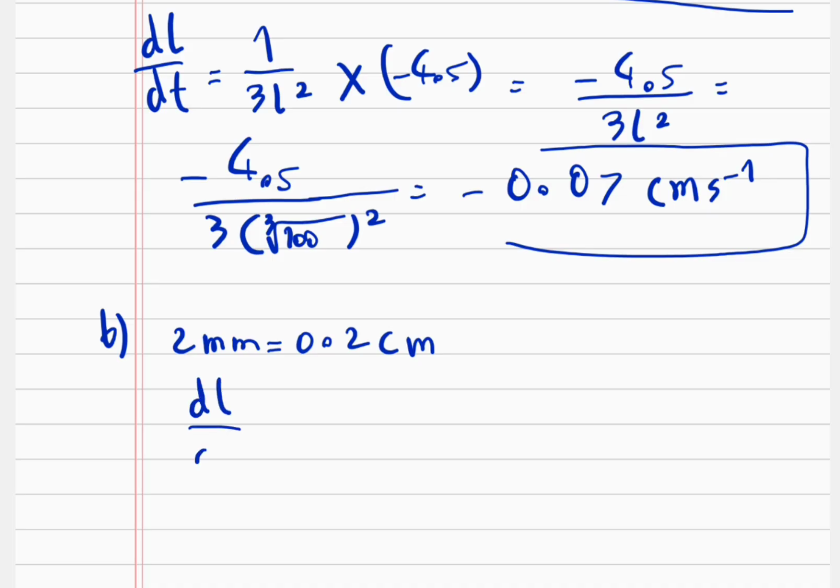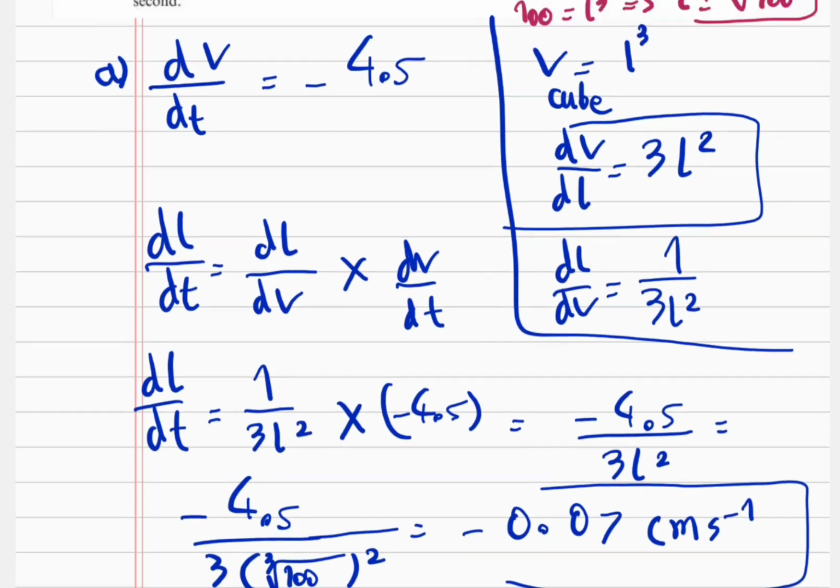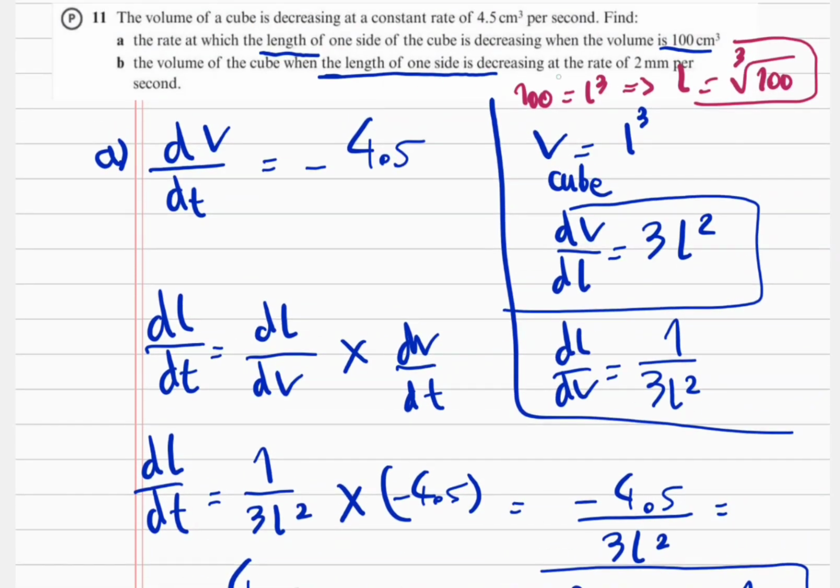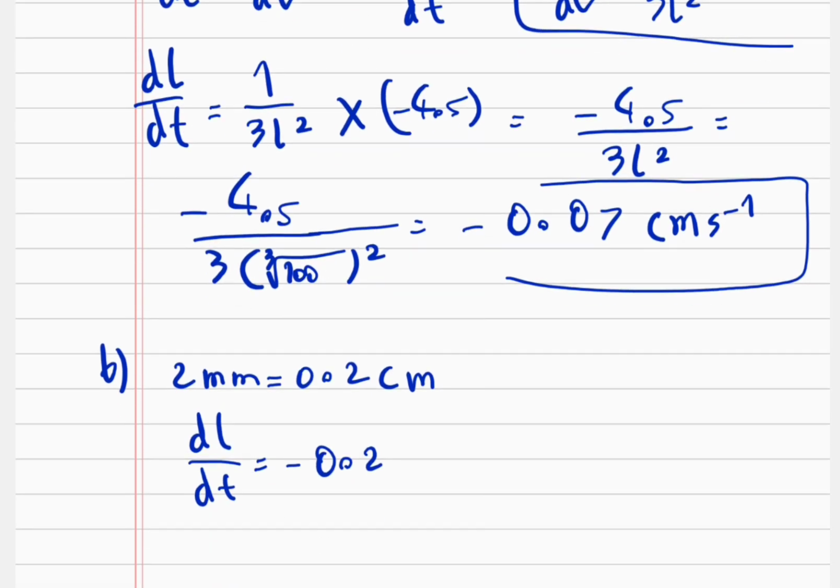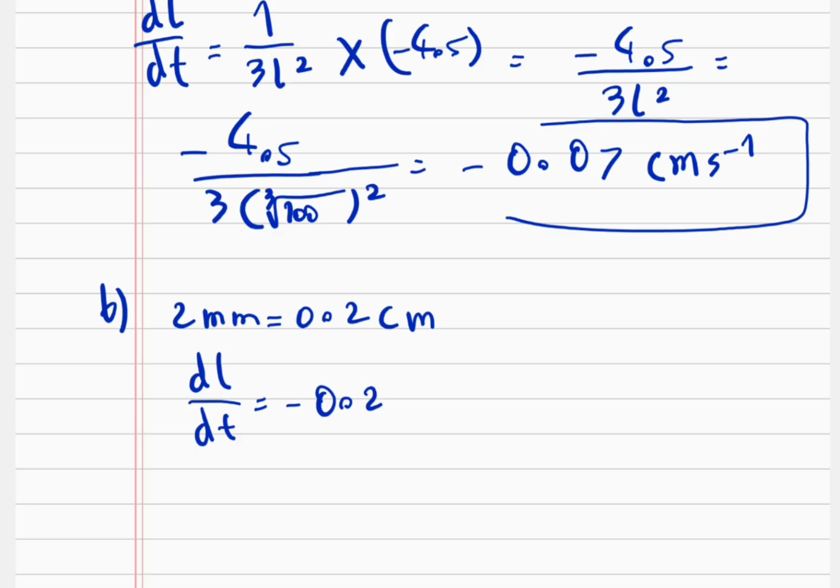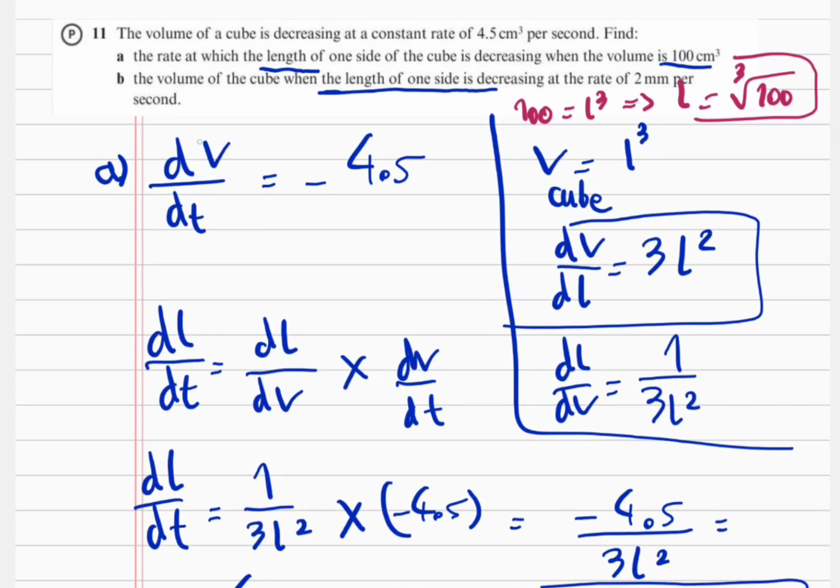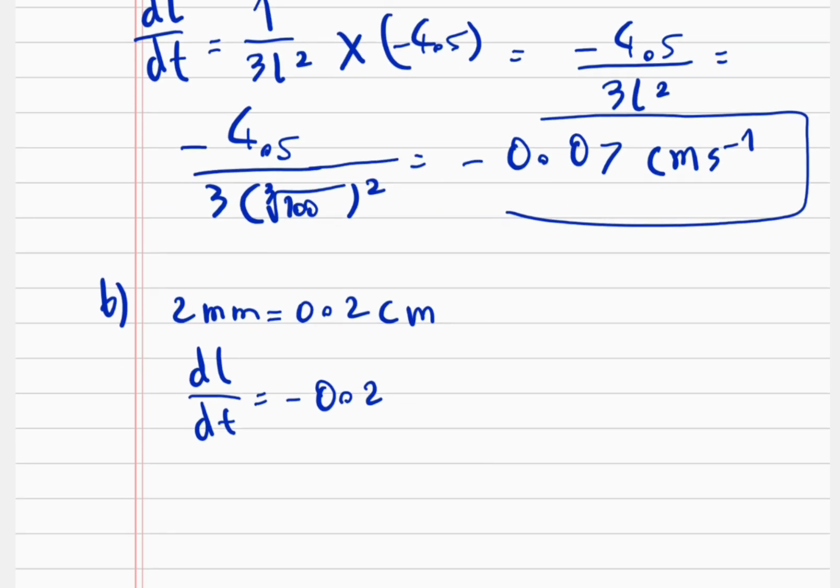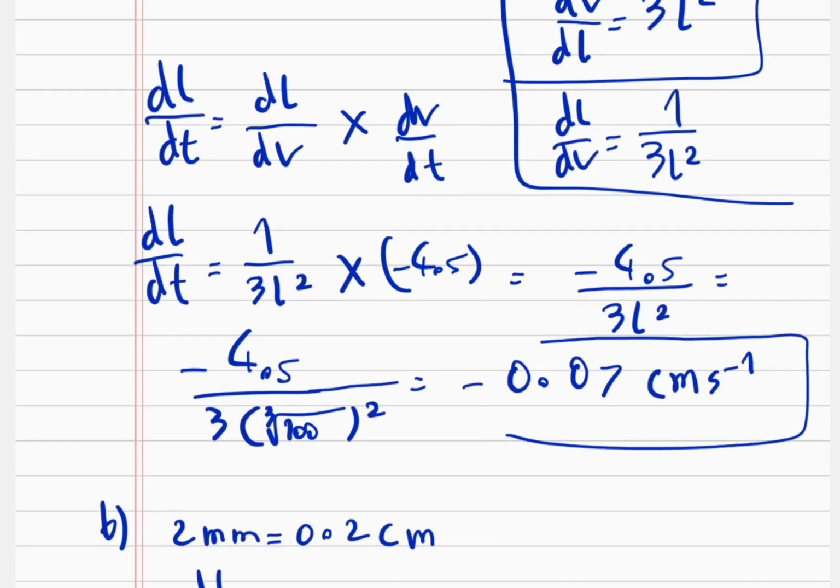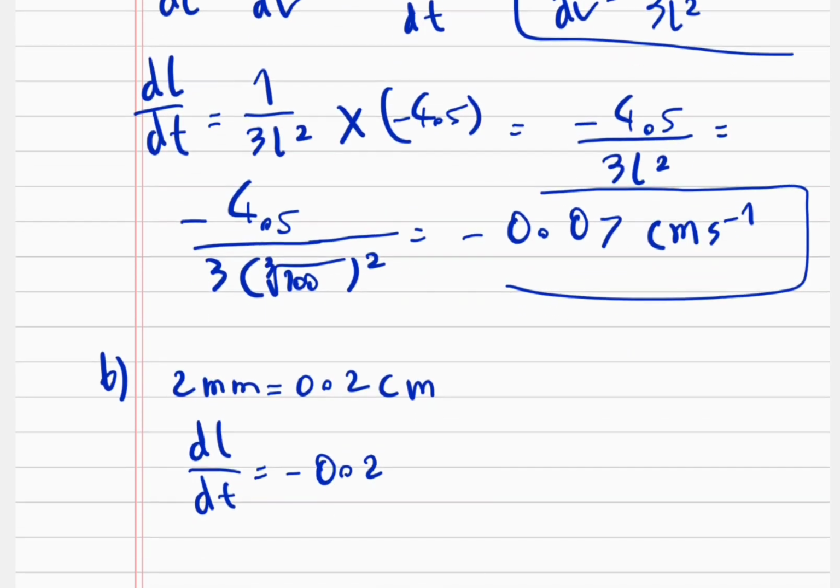And then the information from the question is giving us dl/dt. The dl/dt, according to the question, is minus 0.2, because this is the amount that the length is decreasing. So the length of one side is decreasing at the rate of 2 millimeters per second. This is what the question has given us. We first need to find the length from this equation, and once we have the length, we can easily find the volume of the cube, because volume is equal to length cubed.